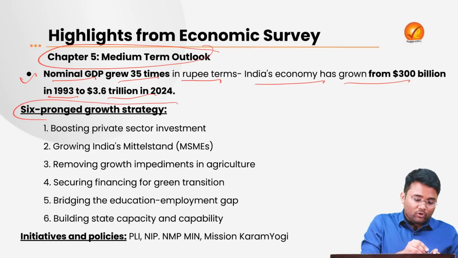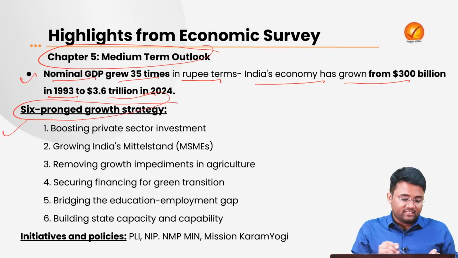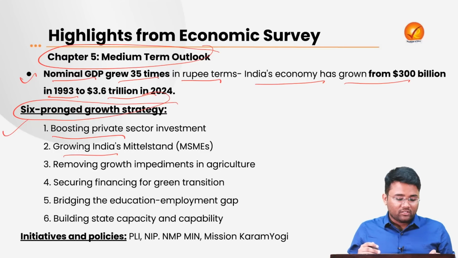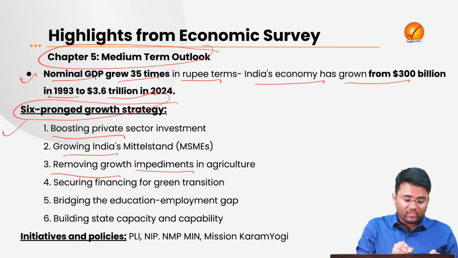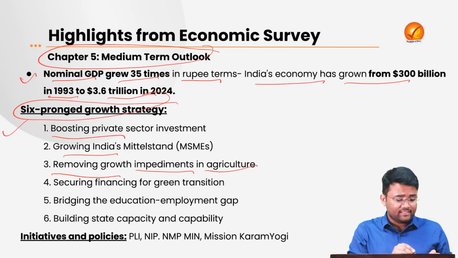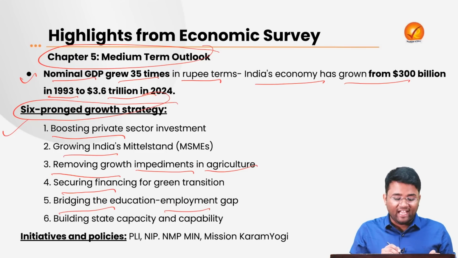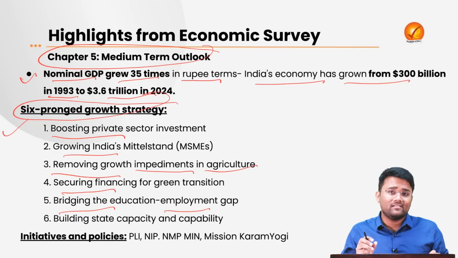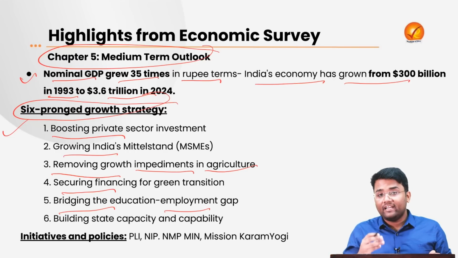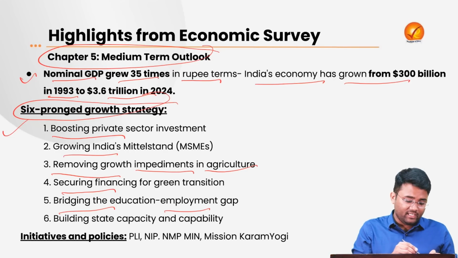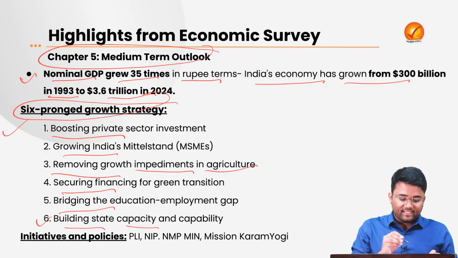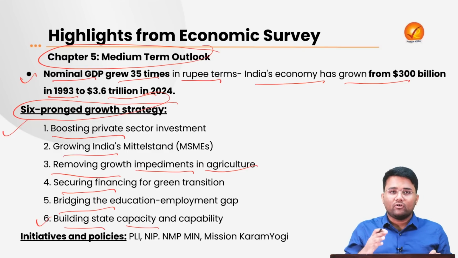Then the survey also gives us a 6-pronged growth strategy. The first is boosting private sector investment. Second is growing India's MSMEs. Then also removing growth impediments in agriculture, securing financing for the green transition, and bridging the education-employment gap. We need to have a skill census to understand the demand of the industry so that proper skilling can be done for the youth population, and we can properly leverage our demographic dividend. Then there is also a need to build state capacities and capabilities across the sectors.